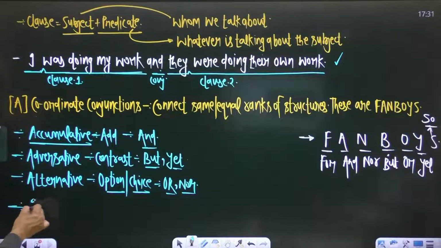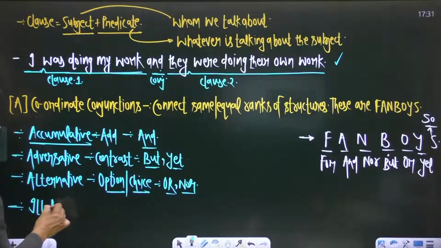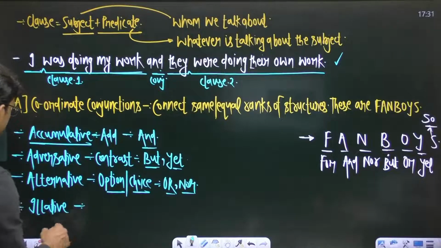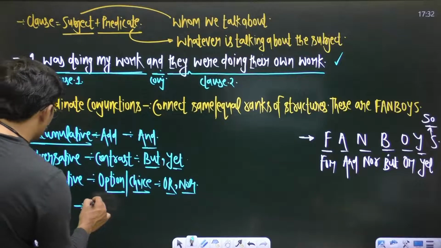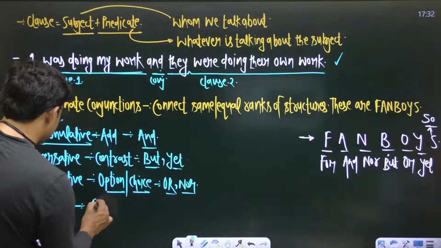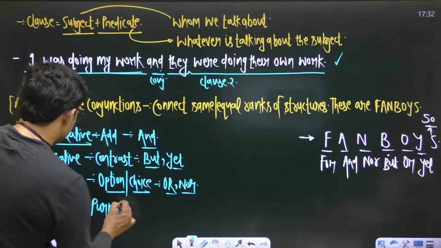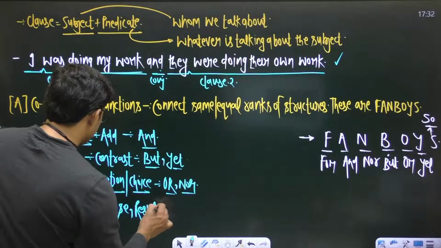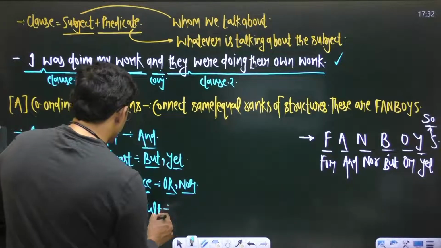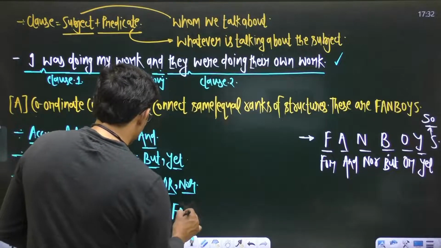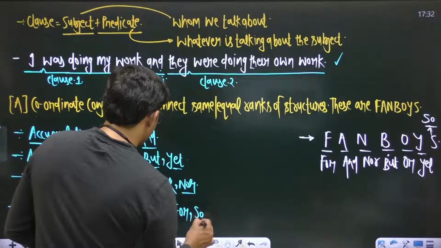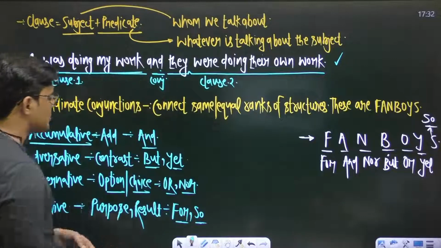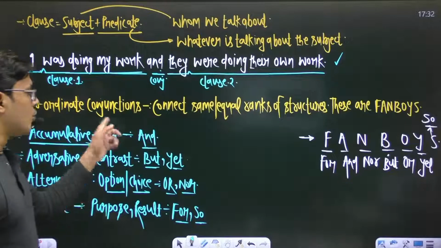And the last one is elative conjunction. Elative conjunctions are those which show result or purpose. Conjunctions which show purpose or result are called elative conjunctions. To show purpose we have the conjunction "for", and to show result we have the conjunction "so". So these 7 conjunctions are coordinate conjunctions.